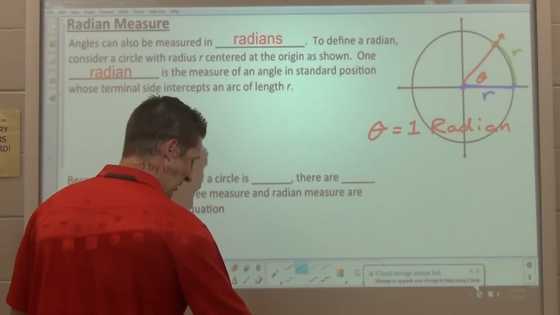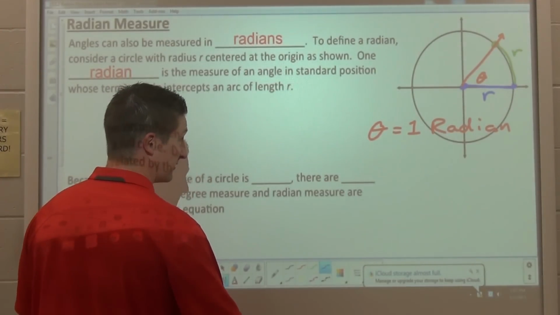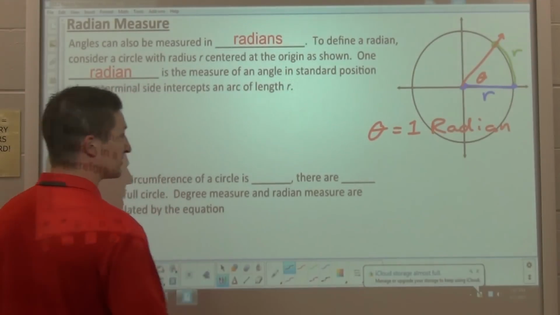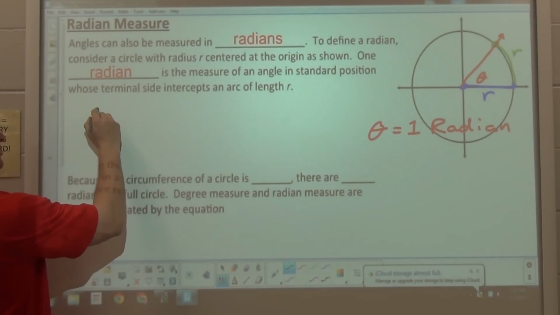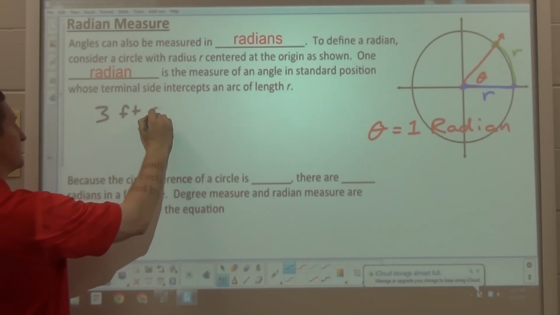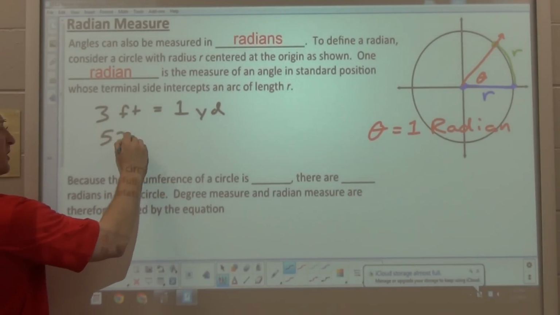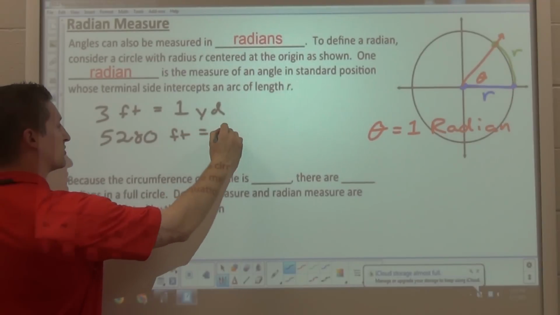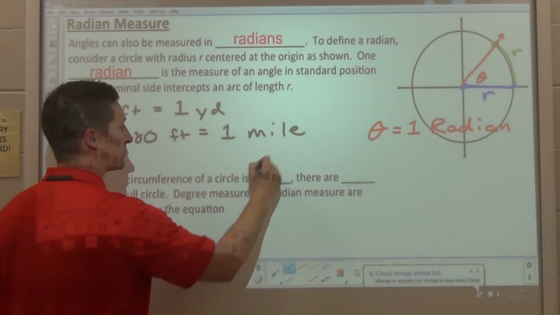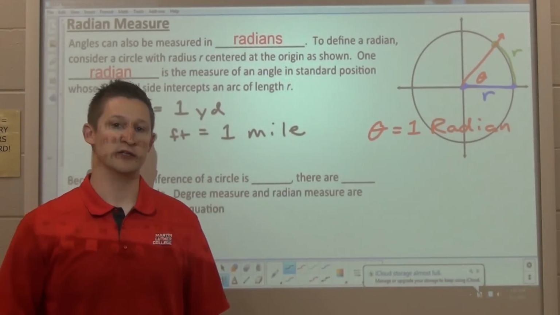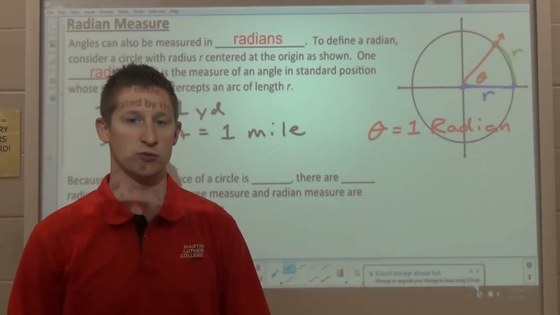Now, as we think about how I might translate that into what I know about degrees, I want you to think about some other units that you know pretty well. I think you know that 3 feet equals 1 yard. You might know that 5,280 feet equals 1 mile. What we're going to do is figure out how many degrees a radian actually equals.